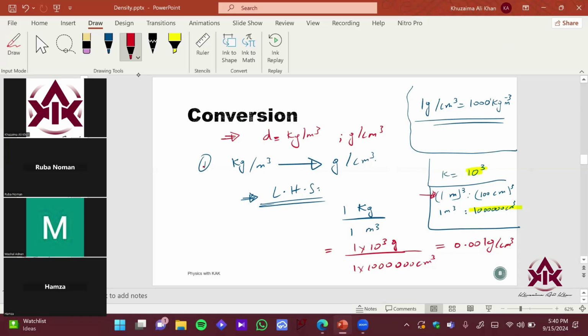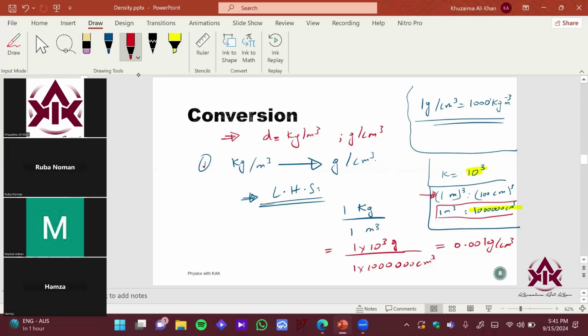Can you just judge these two cubes over here and tell me which one's density is greater? Cubing both sides, 1 meter cube is 100 cube centimeter cube, which is basically 1 million. Think about the formula: density basically tells you mass per unit volume. So 1 meter cube is equal to how many centimeter cubes? Okay.